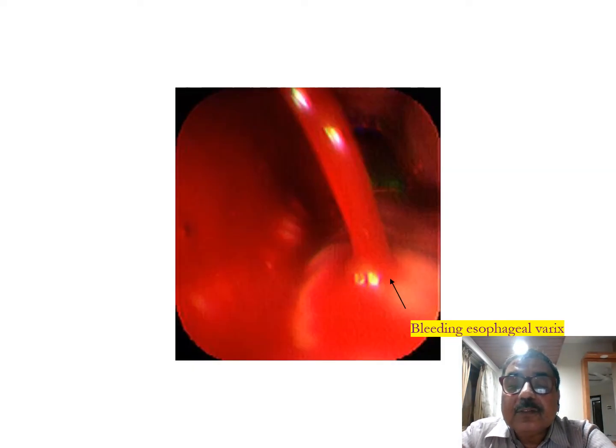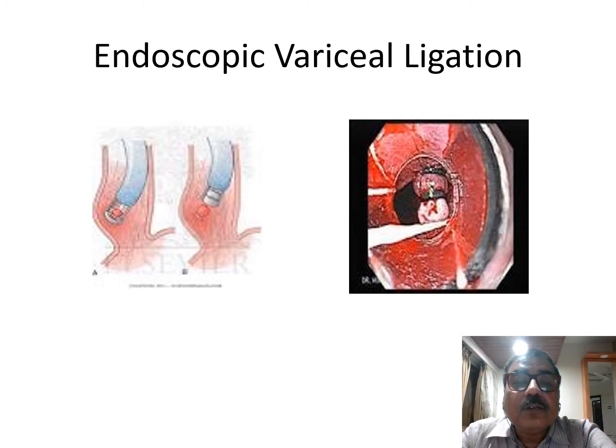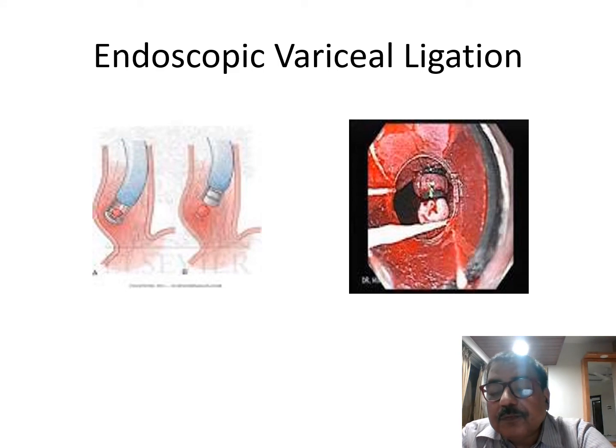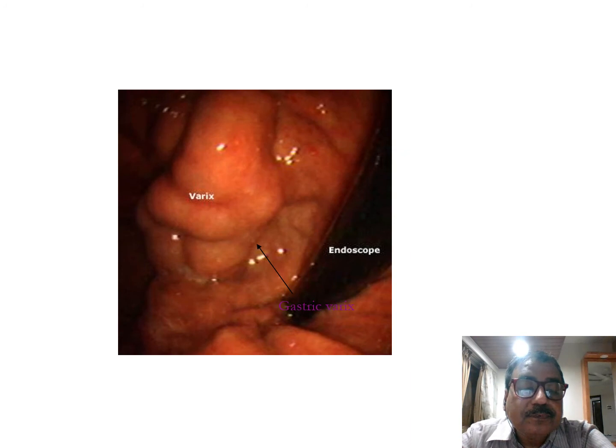This is bleeding esophageal varices. You can see this is the bleeder and it is bleeding profusely. So what does endoscopic ligation mean? You identify the bleeder, you ligate it, and after ligation you come back. What will happen with this ligation? It will peel off and give you a clean esophageal surface, and the risk of bleeding is reduced.